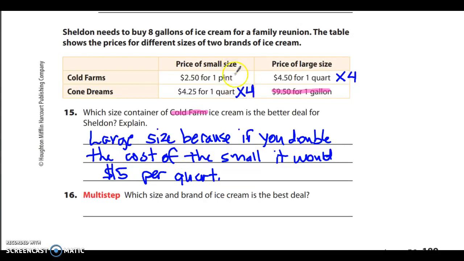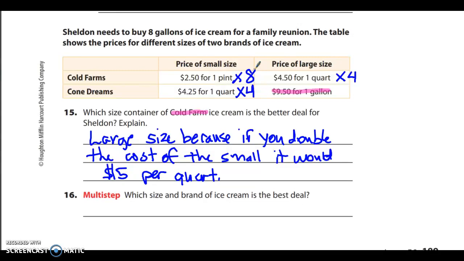This one we're going to have to multiply by a different number. 2 pints are in a quart and there are 4 quarts in a gallon, so this one we're going to multiply by 8. So I hope that makes sense. If we multiply all these numbers by 8 or 4, we're going to get a gallon for each. So I'll just do one at a time.